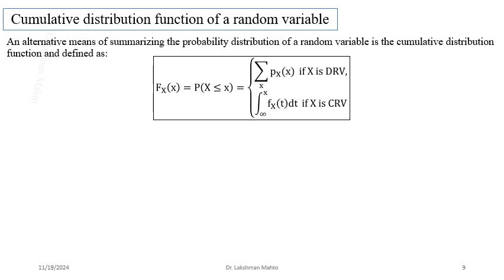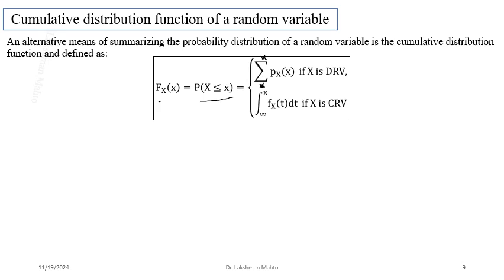So the cumulative distribution function of a random variable, whether discrete or continuous, is defined as the probability that X is observing a value up to small x. Later we will compute this probability in a different fashion for discrete and continuous cases. If X is discrete in nature, we are summing the probability mass function for the values that X takes up to x. The upper limit is x.